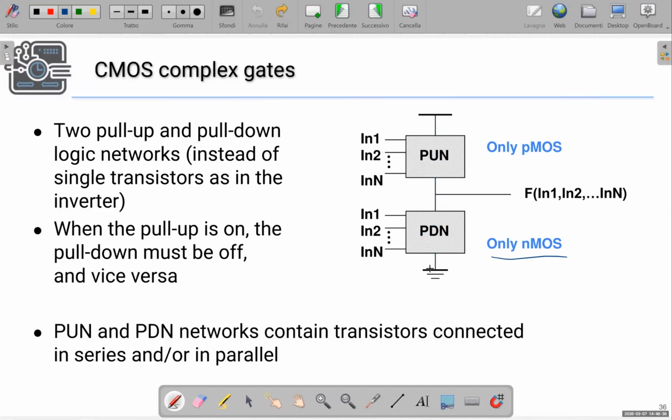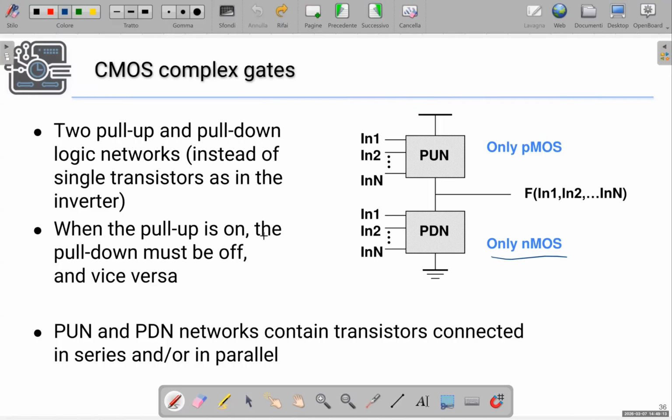The pull-down network can be on only when the pull-up network is off. Otherwise, if we had a condition in which we have both the pull-up and the pull-down network on, we would have a short circuit between the supply and the ground. That means a very high current flowing through the devices that could easily damage and destroy the devices themselves. So it is important that when the pull-up network is on, the pull-down is off, and vice versa.